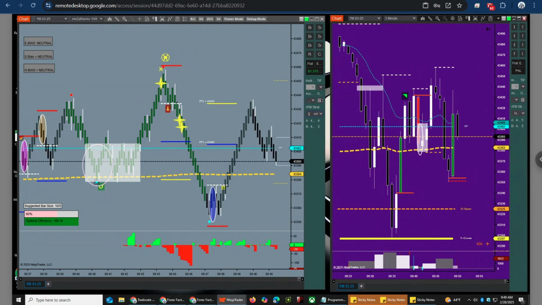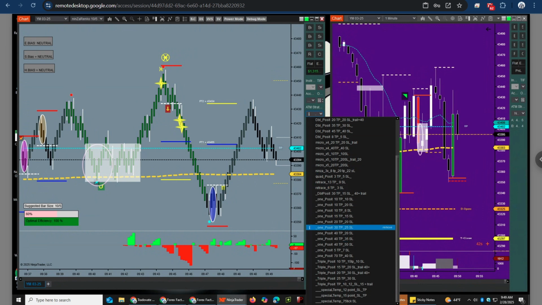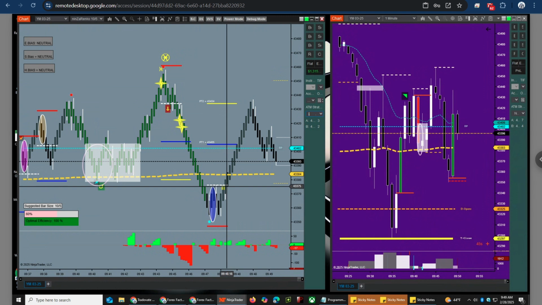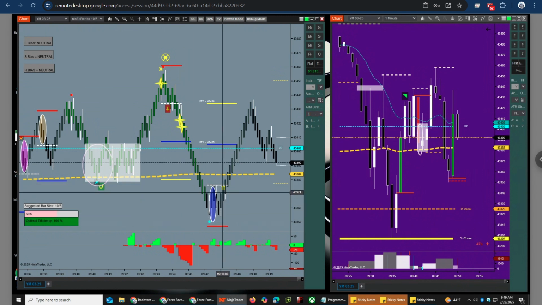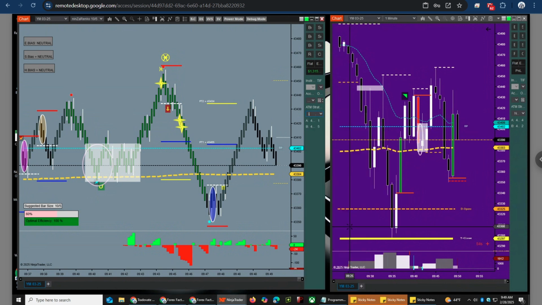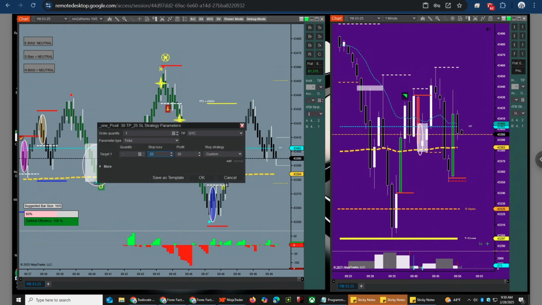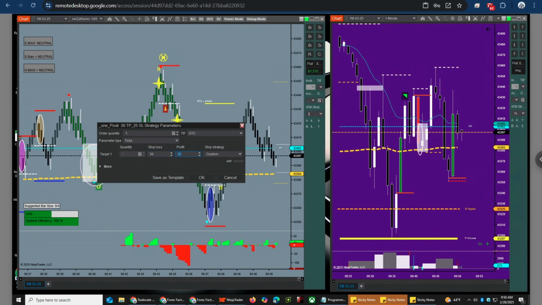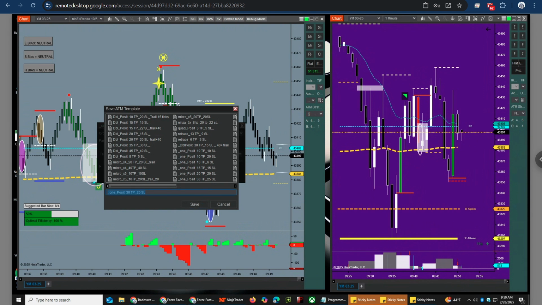So let's see. I have to make sure my ATMs are set up properly. On 20, the risk is 30 ticks. So yeah, I want my ATMs to be set with my risk around 30. Why don't I have one? Okay. I could just modify it. All right. Stop loss 30, 30. We're going to call it 30, 30, but my profit, that's only for PT1. I'm glad I'm showing this too.